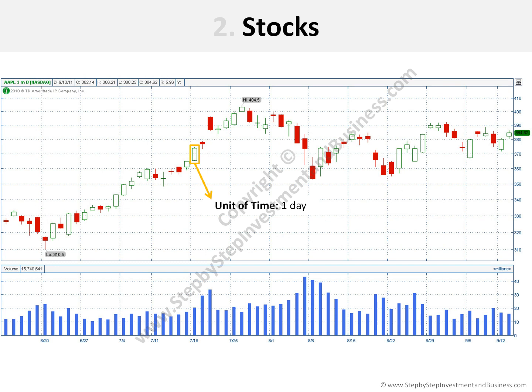In this example, the unit of time is 1 day. So here we are looking at the Apple stock prices during the last 3 months, where each of the bars, which are in green and red, represents 1 day. So the number of bars shown on the graph corresponds to the number of days of the last 3 months.